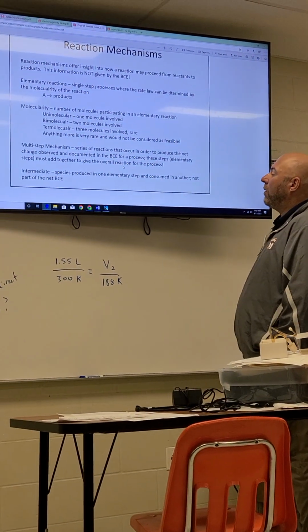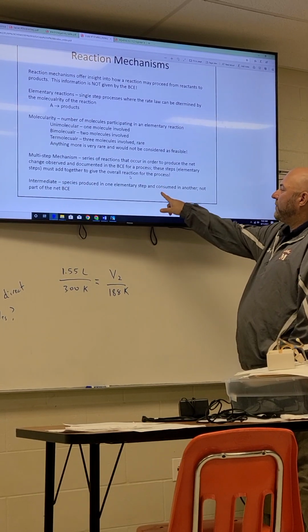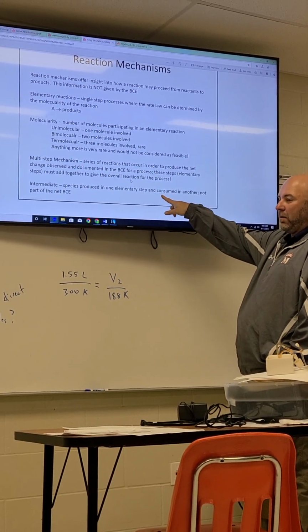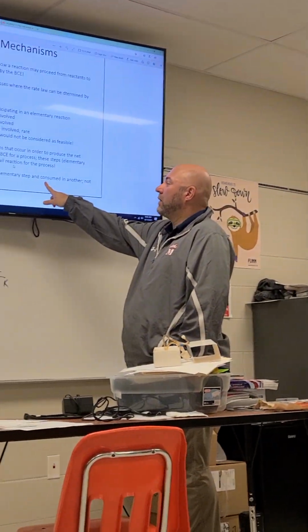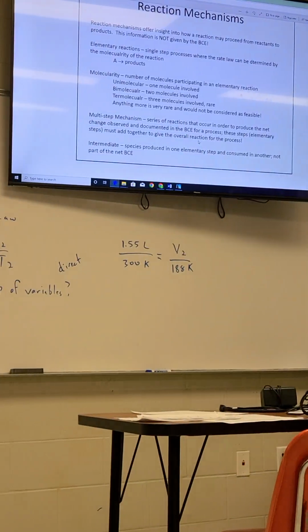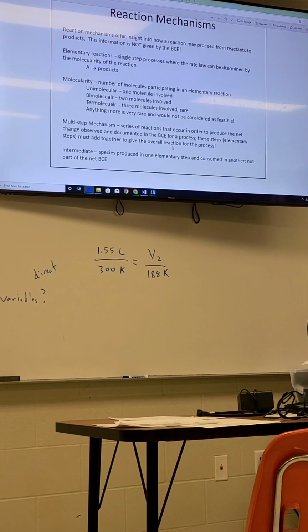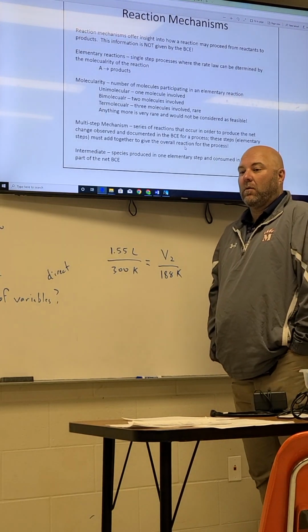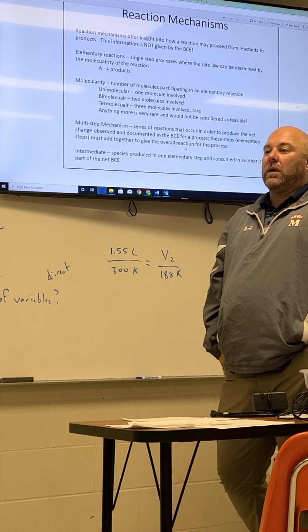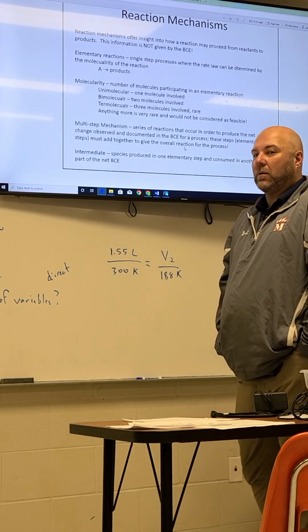All right, so you need to write this down somewhere on that paper or on some notes, somewhere that you can find it easily. An intermediate is going to be a species that is produced in one step and then consumed in another. Okay, an intermediate does not show up in the balanced chemical equation.